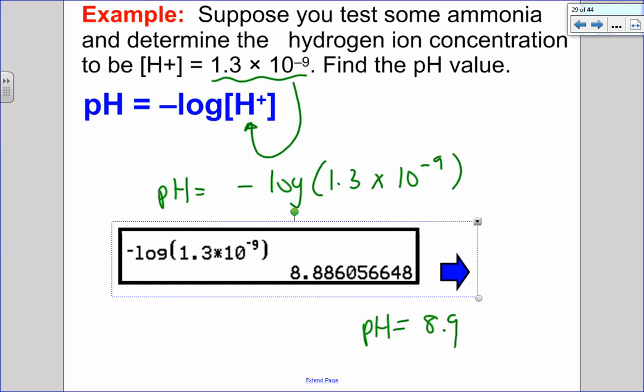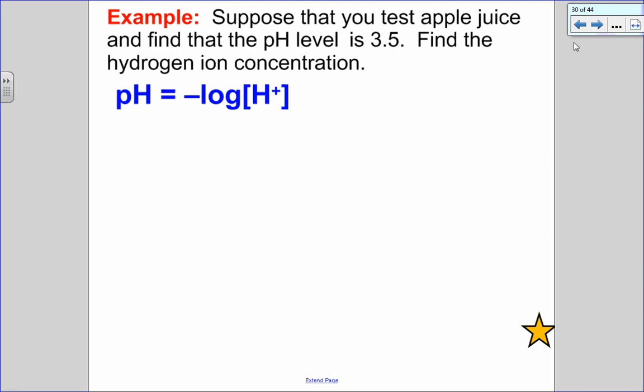Okay, that's the first type of questions. Let's look at going backwards where we want to find the hydrogen. So suppose you test apple juice and find that the pH level is 3.5. Find the hydrogen ion concentration. So this time I have pH of 3.5, which I'll substitute in there. So I've got 3.5 equals negative log of hydrogen.